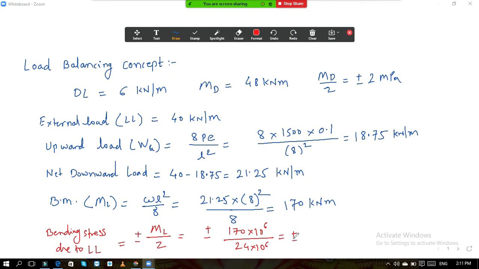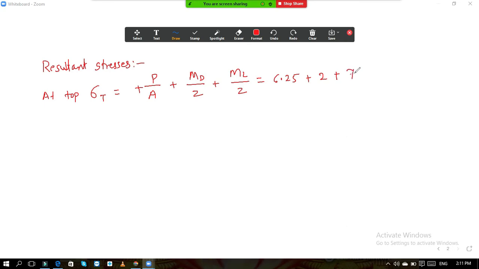So it is plus minus 170 by 24. It is 7.08 Newton per mm square. So now it is 7.08, plus 2, plus 6.25. So it is 15.33 megapascal.